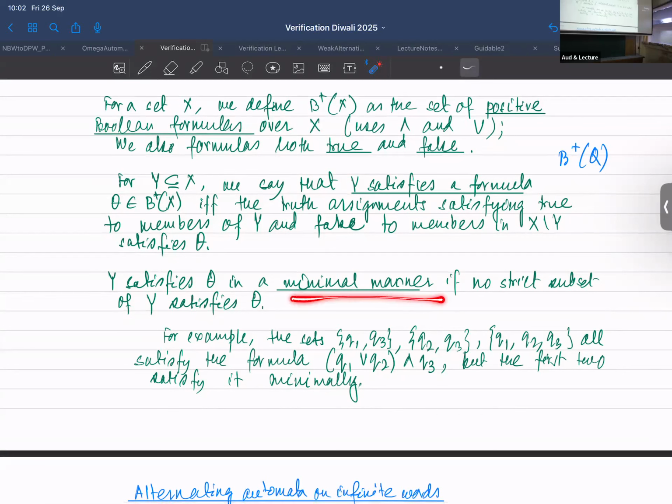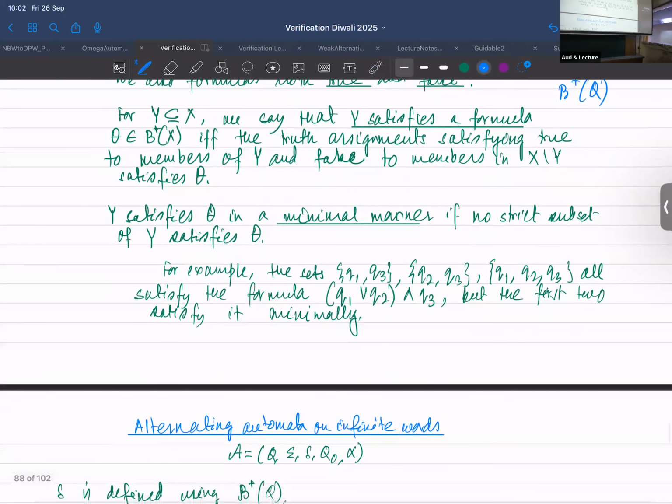why are we defining all this, this minimal manner? What do you think? Finally, we want to look at alternating automata. So, if you have a formula like Q1 or Q2 and Q3, then it makes sense to just look at the minimal possible constraints. Correct. Because you can have multiple possible runs, and as long as there exists some run, right? If you have Q1 or Q2 or Q3, so for example, like as you were saying, suppose you have Q1 or Q2 or Q3, right?